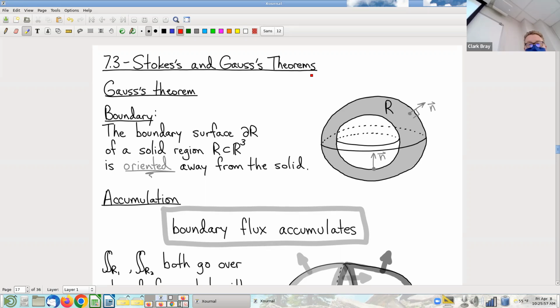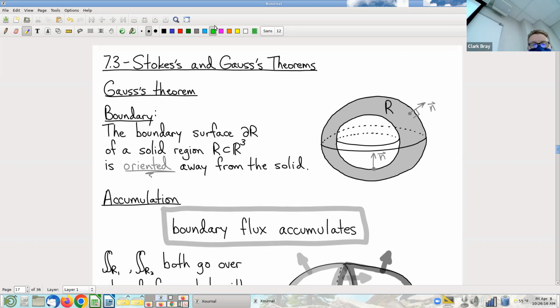So let's talk first about Gauss's theorem. By the way, the book does Stokes's theorem first, and there's a point of view there, pros and cons. I'm going to do Gauss's theorem first. I think it's easier to relate to, and most books do Gauss's theorem first. So I'm going to do it that way. So you'll have to skip over some pages to get to it.